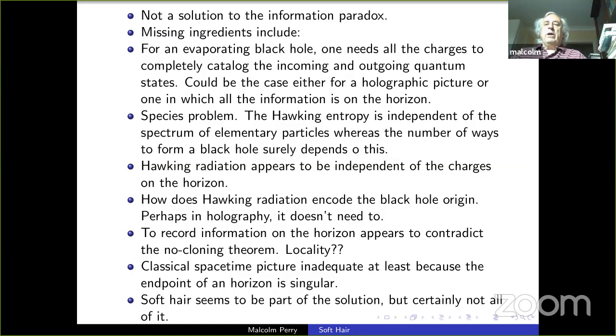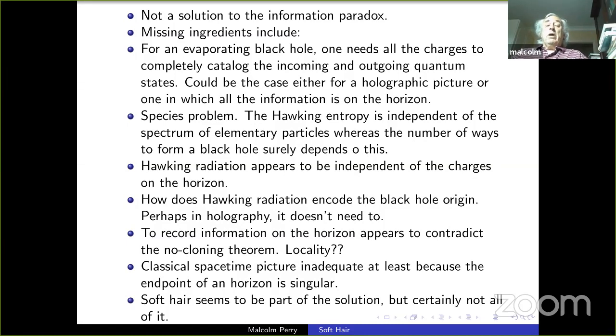Another problem is that the Hawking radiation appears to be independent of the charges on the horizon, and I think Jeffrey might be saying something a bit more about this later. So we don't really know how Hawking radiation can encode the origin of the black hole. Perhaps it's just simply holography at infinity, but it's not quite clear. If it's to record information on the horizon, it would appear to contradict the no cloning theorem, because stuff flowing through the horizon presumably just keeps going. Leaving a copy on the horizon would seem a bit strange, although a proof of the no cloning theorem does require locality.